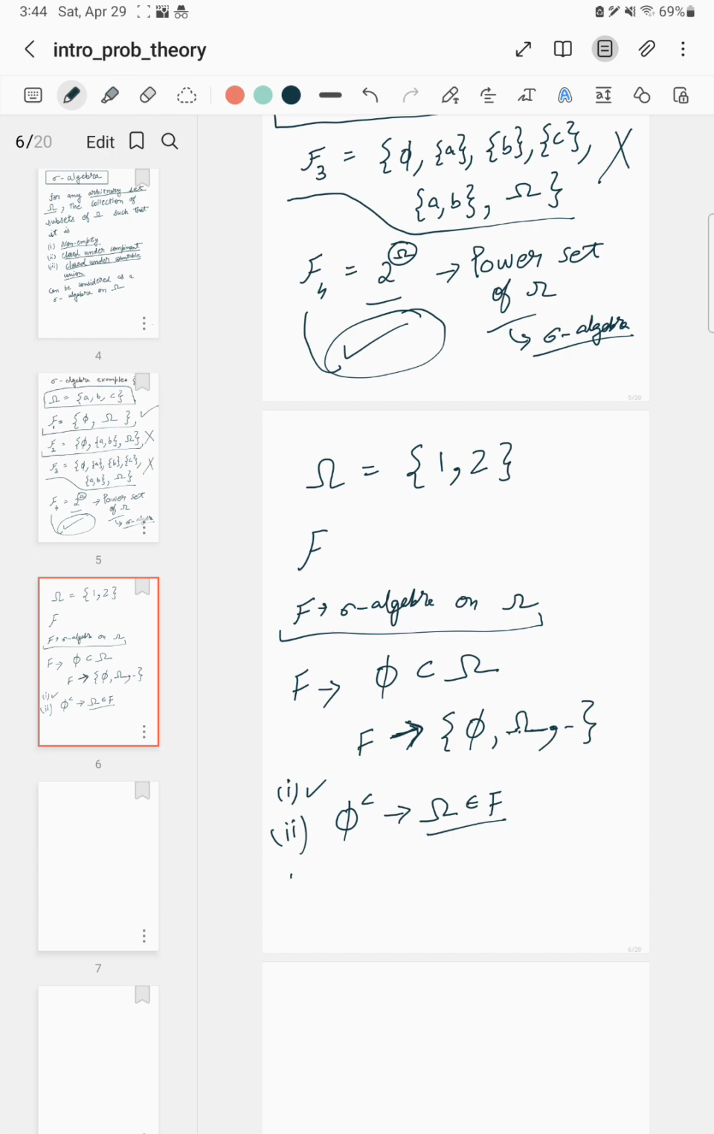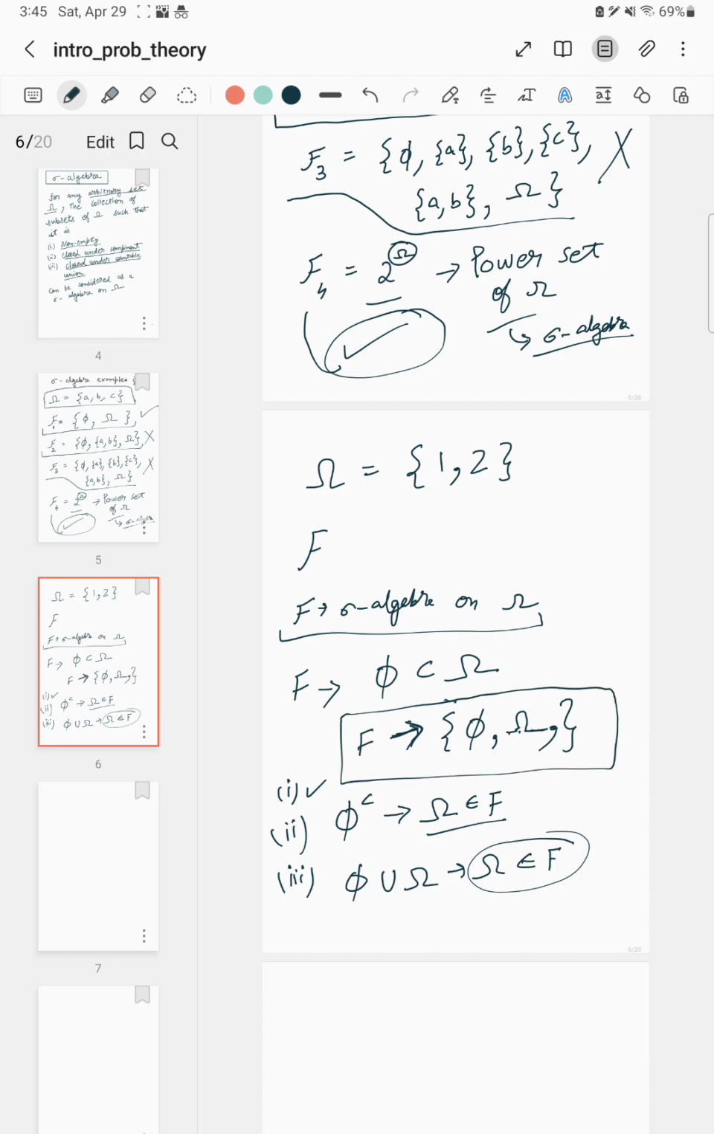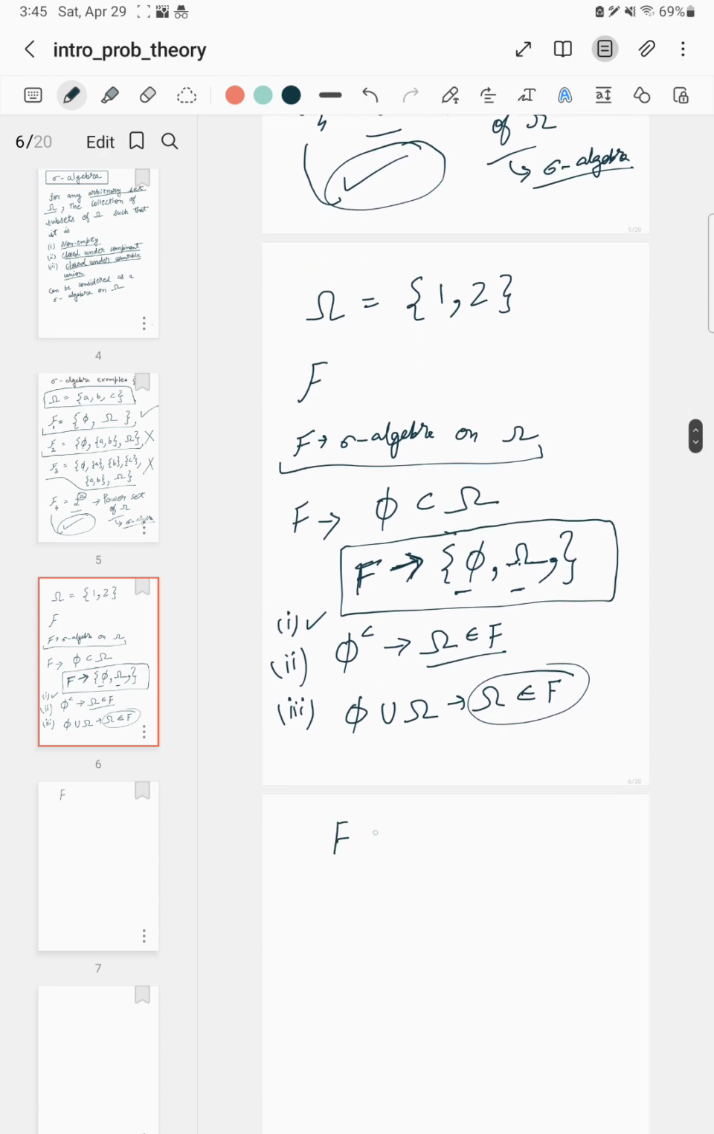Okay, now let's see the third condition. The countable union of all the sets present in F should also be present in F. So phi union with omega, which is nothing but omega, should also be present in F, and it is already present in F. Hence we can say that F, which contains these two sets, phi and omega, also forms a sigma algebra on omega as it satisfies all the three conditions. So the first example was the power set, and F equals this. Both of them are eligible to form a sigma algebra on omega.